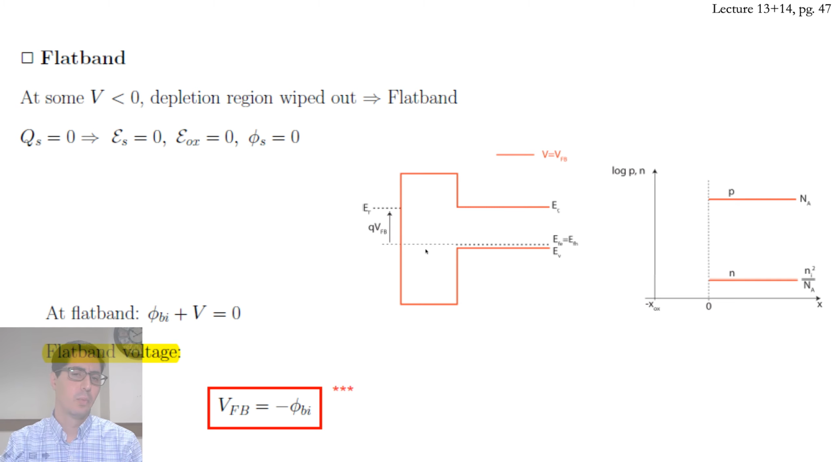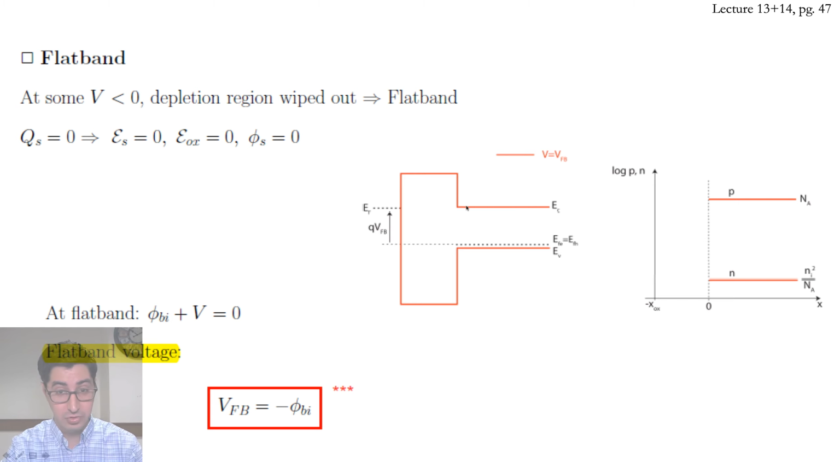And so when does flat band happen? Well, flat band happens when we apply some voltage, VFB, such that there's no depletion charge in the semiconductor. Well, what is VFB, right? What VFB is the voltage we have to apply. So flat band happens when the total effective potential drop across the structure is 0. Okay, so phi bi plus V, that's the total effective potential drop across the structure. It's 0. And you can see that in the picture.